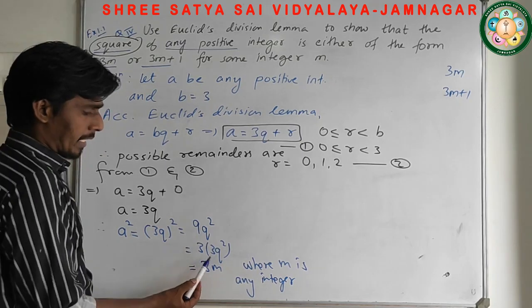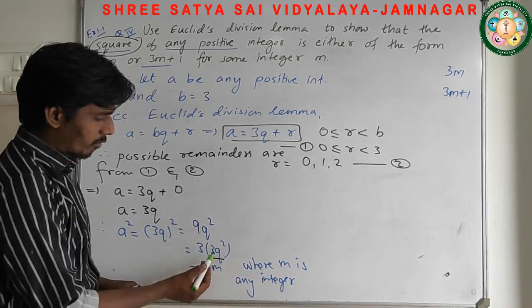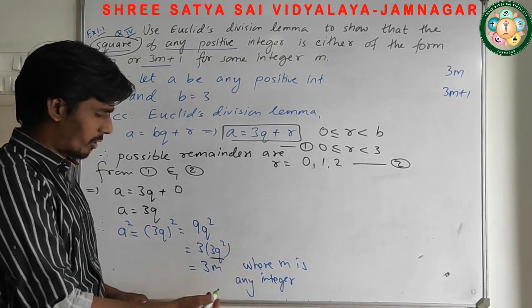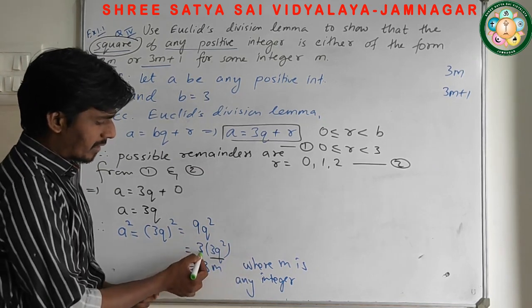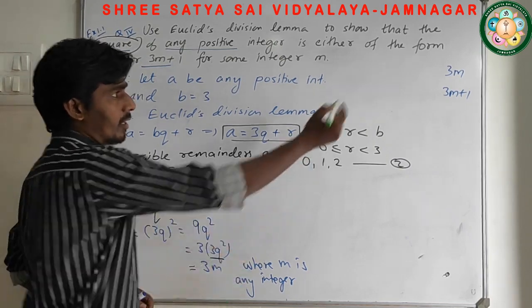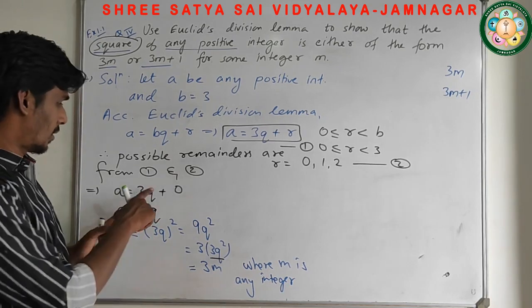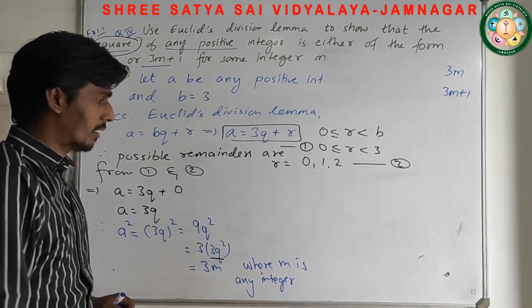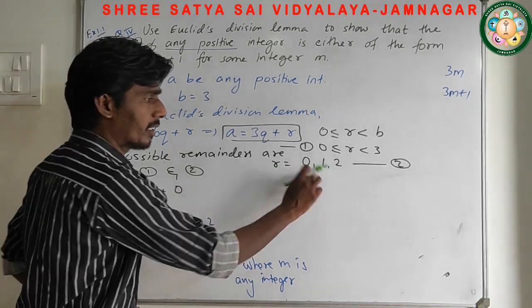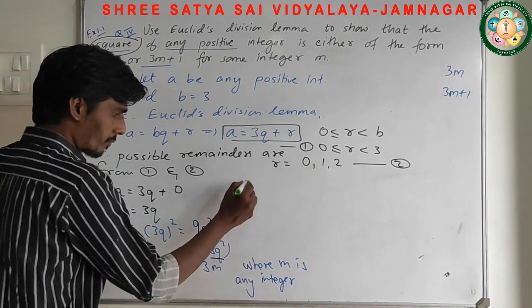So I can write, this is the only thing you have to understand. ये जो 3q square था, वो कोई भी integer हो सकता है. Multiply by 3 means 3 into any number. That any number I took as m. So I got the first condition, that is 3m. From this remainder, first remainder. Now same thing I have to prove for remainder 2, that is 1. So let's start solving that one.